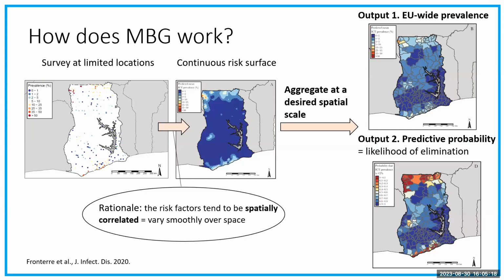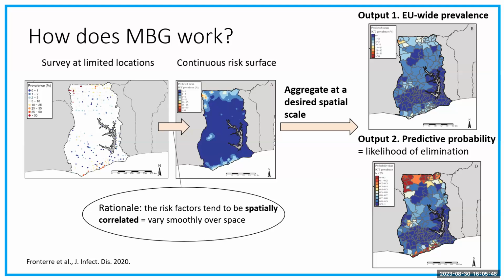How does it work practically? As shown in the map on the left, we have the data only from samples because it is infeasible to examine everyone in the area of interest. If we simply calculate the prevalence, we implicitly assume that the prevalence or the risk of the disease is uniform over space within the same EU. In contrast, MBG allows us to treat the risk surface as continuous over space, as shown in the middle map.